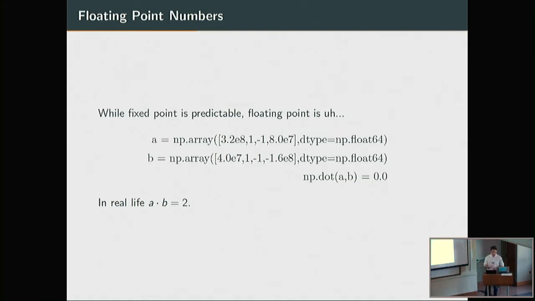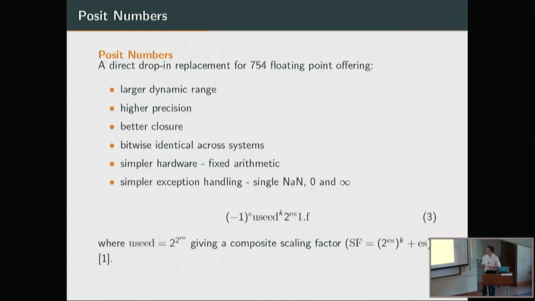These are not just the only anomalies. You have like multiple representations of infinity and 0 and bizarre rounding schemes and all the rest. And so along came in 2017 a number system called a posit number. And what this does is, in fact, it's a drop-in replacement for 754 floating point numbers. It has a larger dynamic range per bit. It has a higher precision per bit. It has better closure. It's bitwise identical across systems, and I know maybe people aren't aware, but floating point is not always bitwise identical across systems.